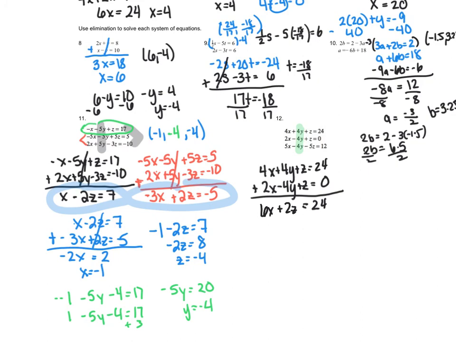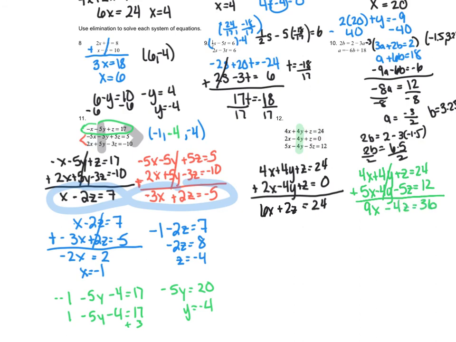So now I'm going to pair the second and the third one together. 2x, oh, I lied. I'm going to pair the first one and the third one together because they're opposites. So 4x plus 4y plus z equals 24. 5x minus 4y minus 5z equals 12. Add these together. 9x minus 4z equals 36.